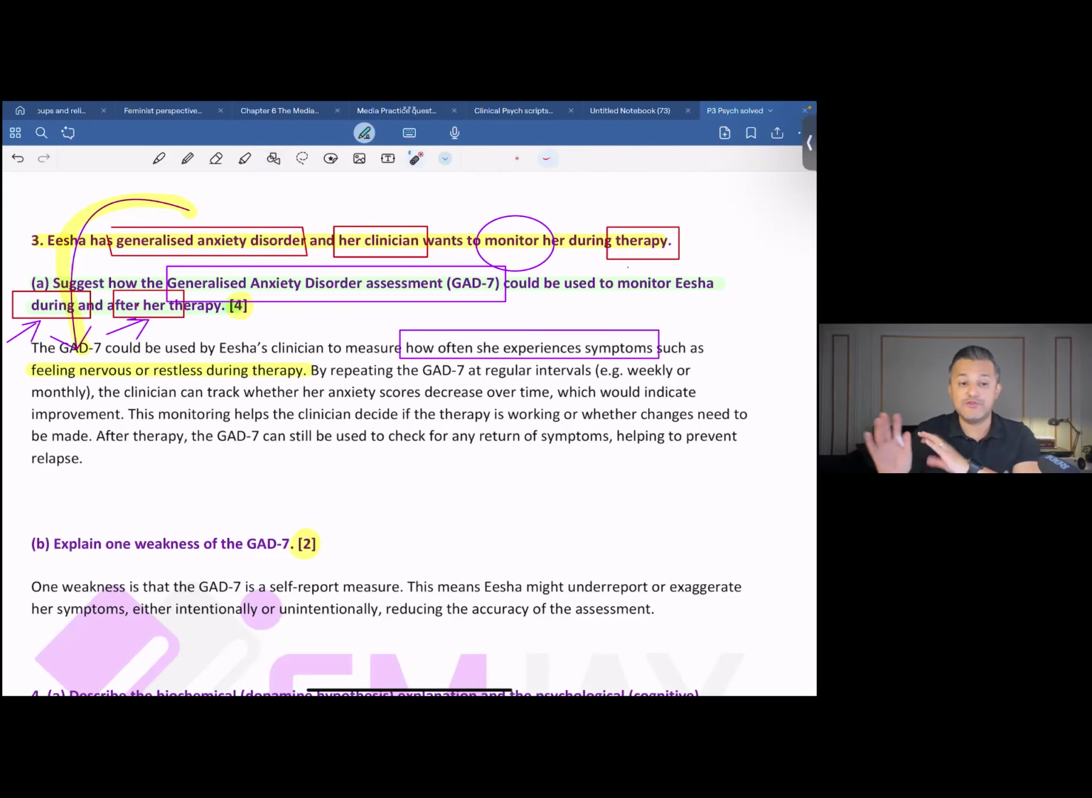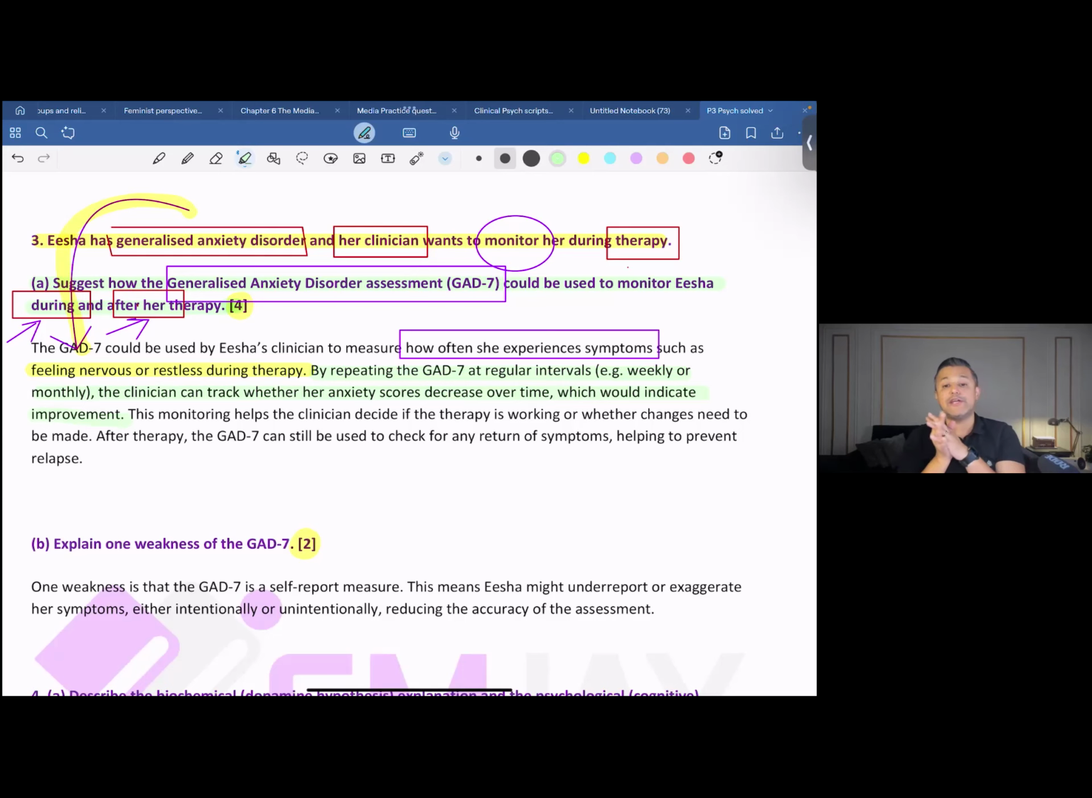Many students, I'd see, write it this way: the GAD-7 could be used by Isha's clinicians to measure how often she experiences symptoms. Remember when I said a couple of minutes earlier, such as, for example, things like this, you secure your marks. You do not let go of your marks easily. So by repeating the GAD-7 at a regular interval, for example weekly or monthly, the clinician can track whether her anxiety scores decrease over time, which would indicate improvement.